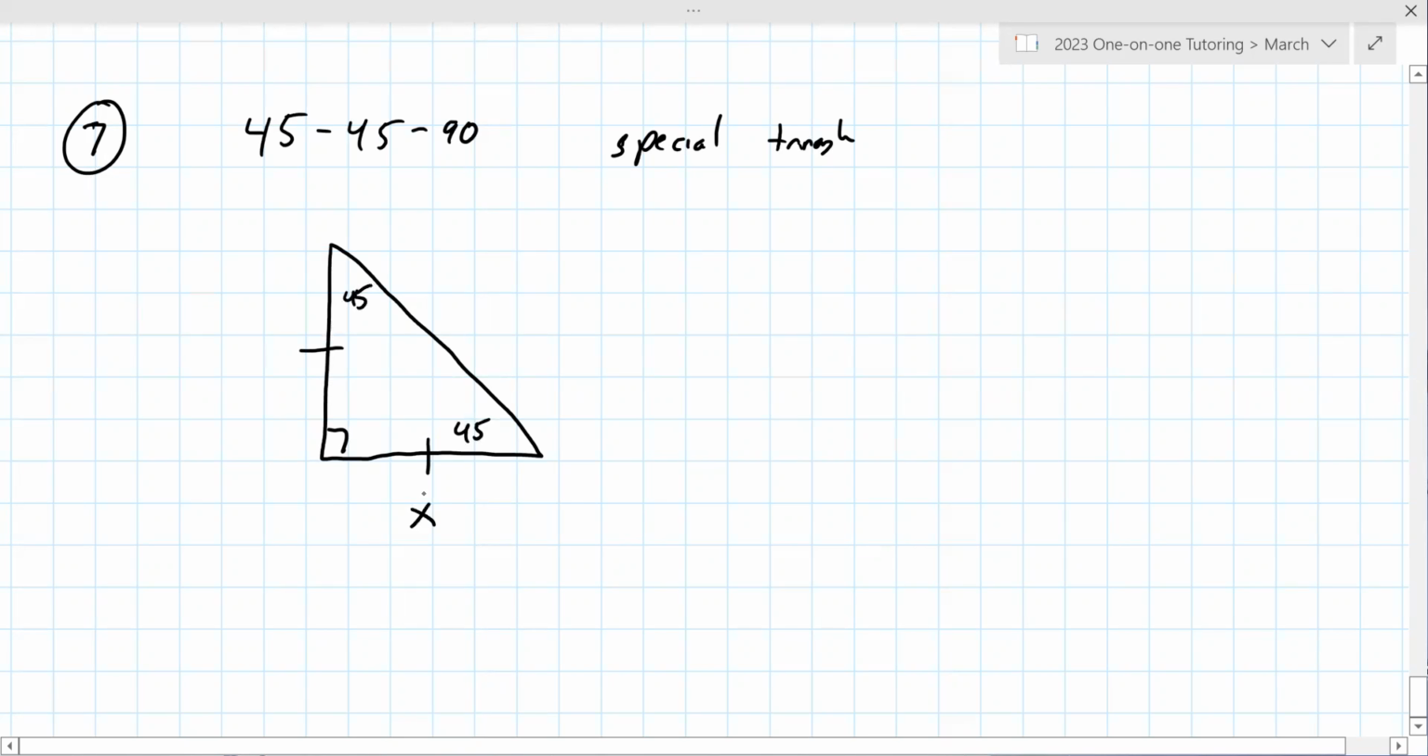All right. Let's call them X and X. So to go from the leg to the hypotenuse, if you're given the leg, you multiply by the square root of 2. So your hypotenuse is X square root of 2.